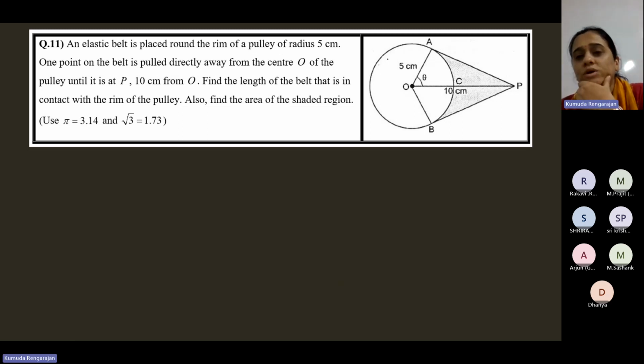Or what you can do, you can find the area of this triangle. Double it, you will get the area of the quadrilateral OAPB. The quadrilateral is made up of 2 right triangles.